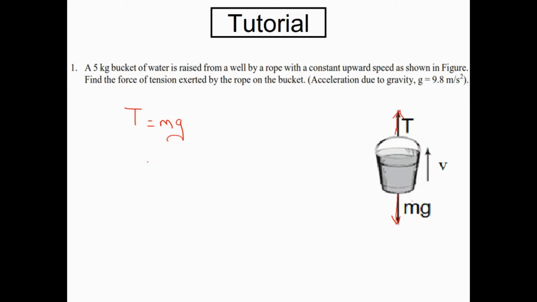Now I'm going to substitute the values here. The mass of the bucket is 5 kilogram, multiplied by the acceleration due to gravity, 9.8. 5 multiplied by 9.8 gives you 49. So the answer for the first question is 49, and the unit for the tension is Newton.